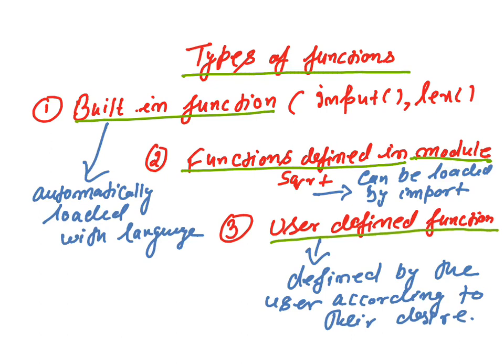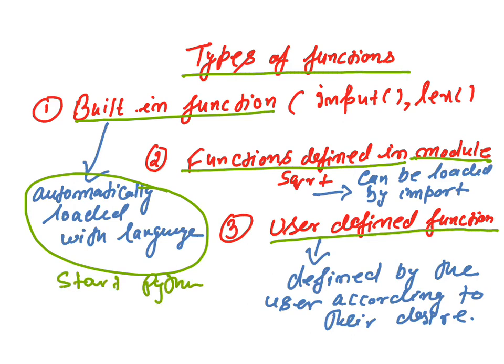The first, built-in functions, are those functions which are automatically loaded when you load the language. It means when you start Python, your Python interpreter will automatically load all the necessary functions. So these are the built-in functions. For example, the input function. In class 11th, we have used the input function. Also the len function, through which you can calculate the length. These functions can be used directly, without any additional job.